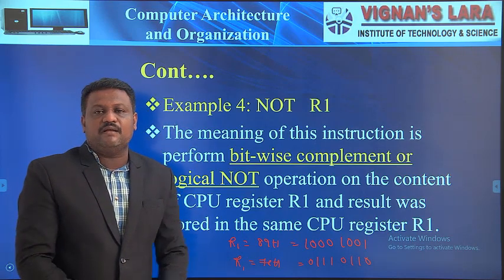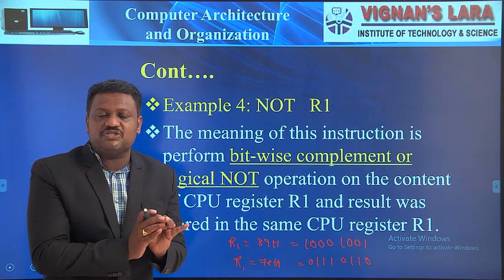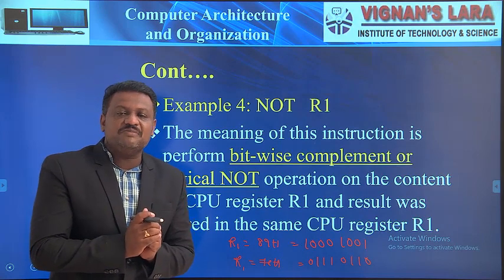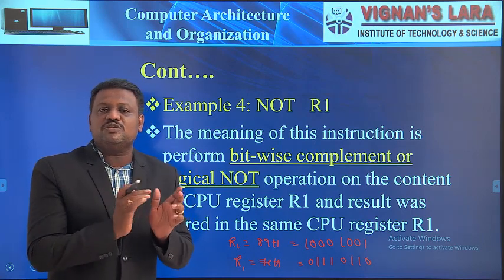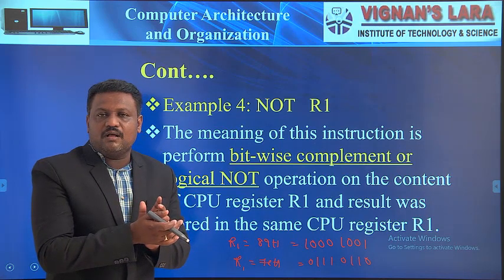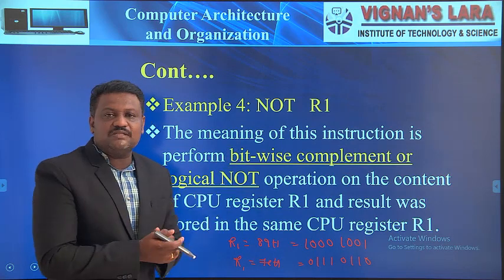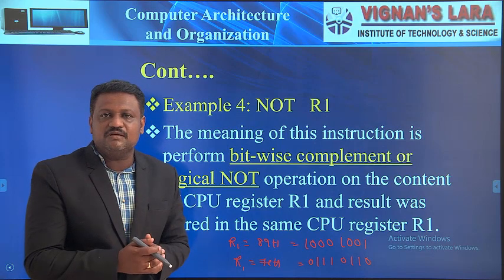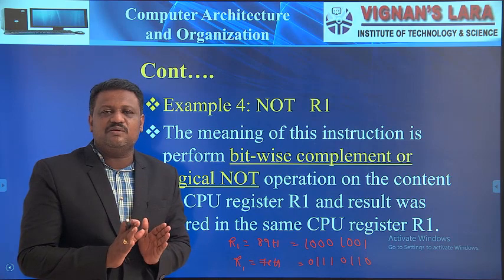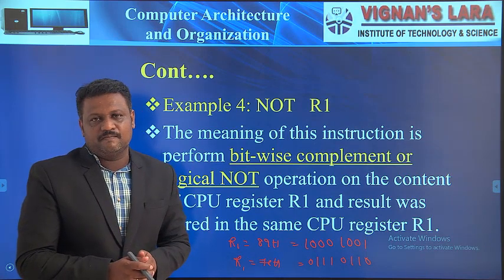I hope you understand. Logical AND, logical OR and logical XOR are called binary operations. That means to do these operations we need two operands. And one more similarity is that for these three types of instructions the operation was done in parallel. But coming to the fourth one, the NOT operation, it is called a unary operation. In this case, to do an operation I need only one operand. That operand acts as source as well as destination.